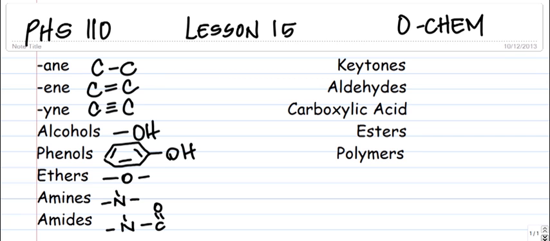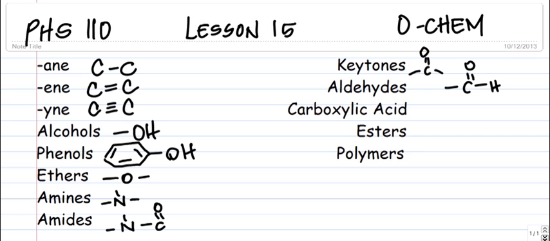Ketones usually look like oxygens double bonded to carbons, like so. An aldehyde usually means that you've got a carbon attached to an oxygen on one side and double bonded to an oxygen on the other side. So it looks very similar to a ketone, except the aldehyde has a hydrogen coming off.